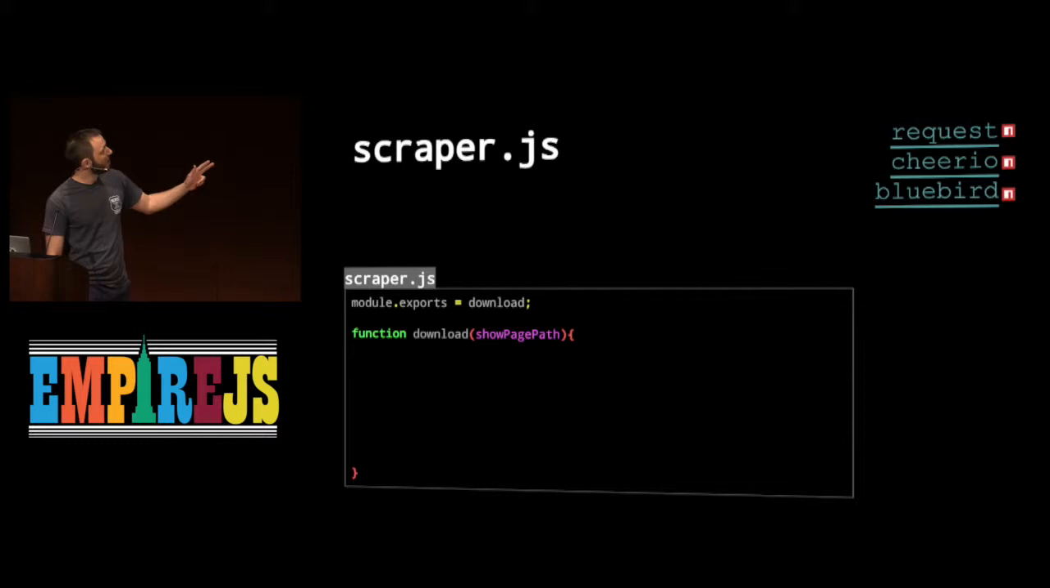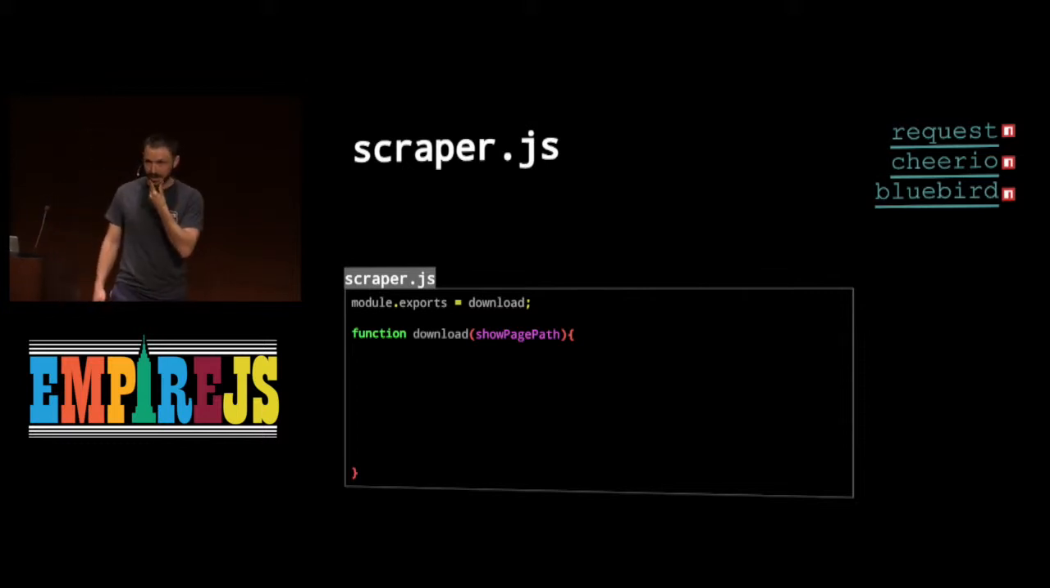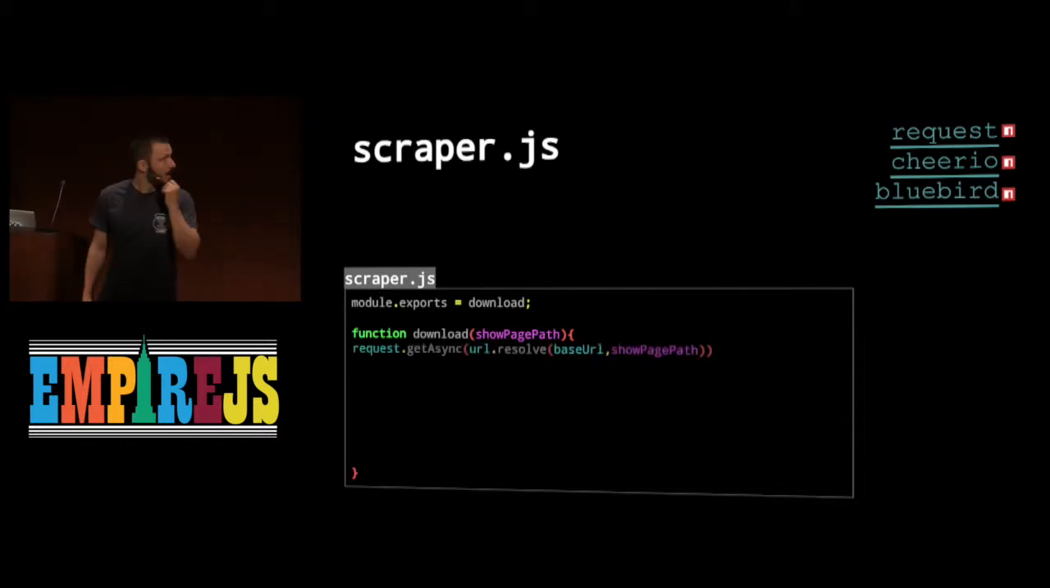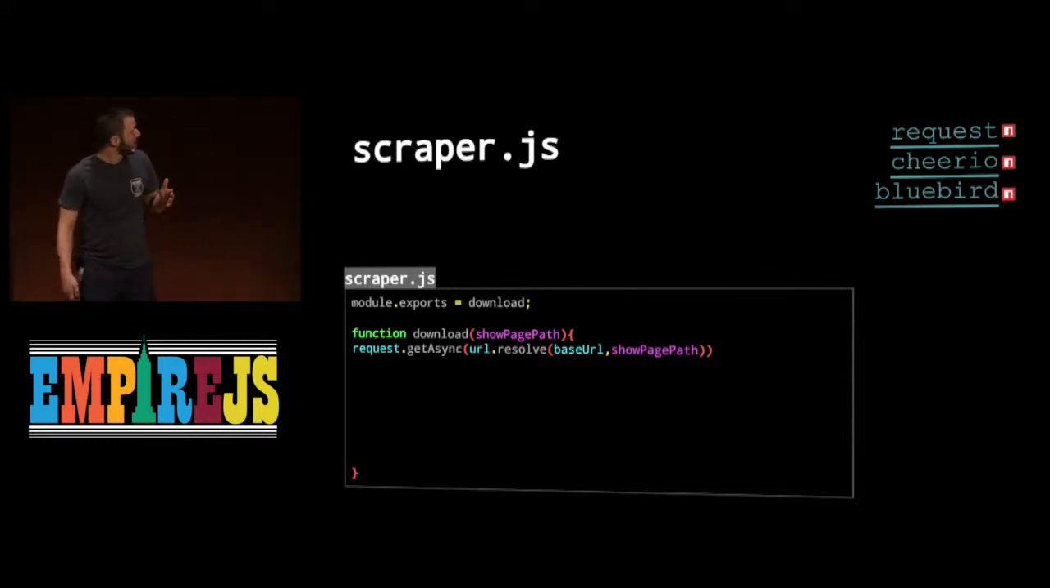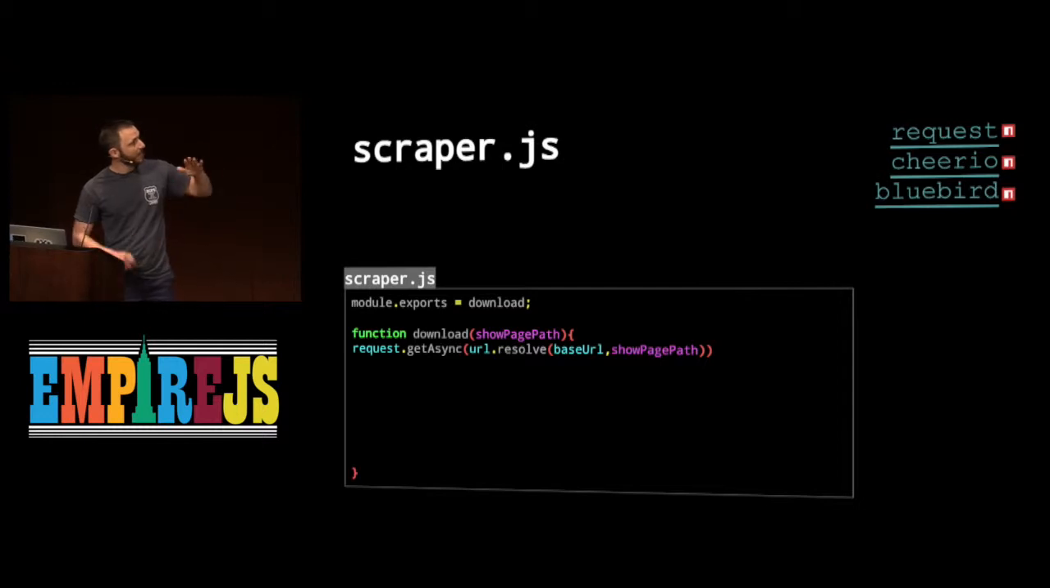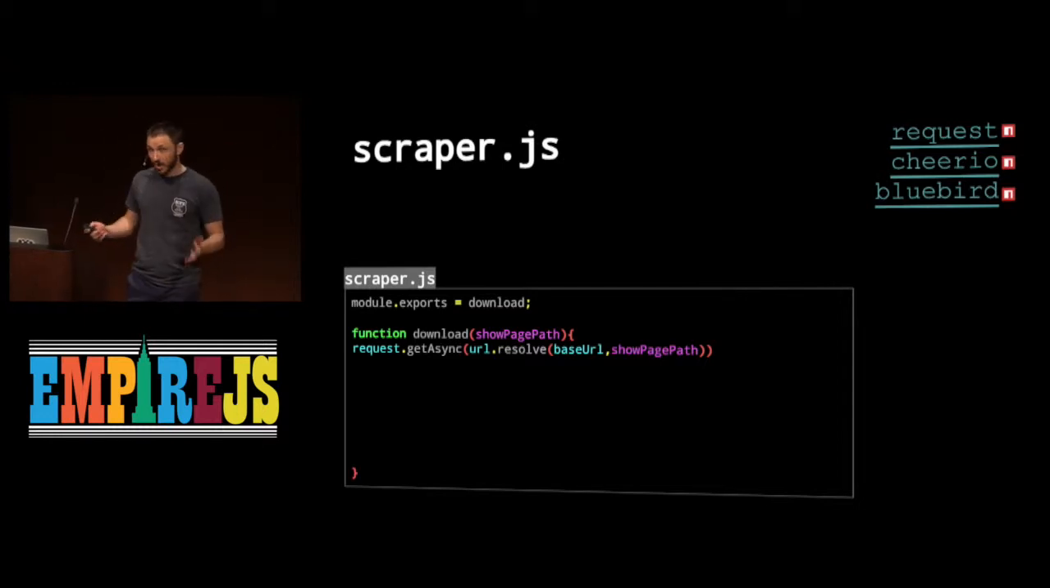So here we're going to start out. We have our scraper module. It just has one function called download. We export that. We're going to use the request HTTP library to request the show page, radio echoes/the Berkus Way. And I've actually wrapped that in Cheerio promises.